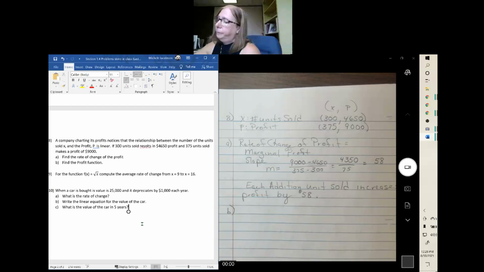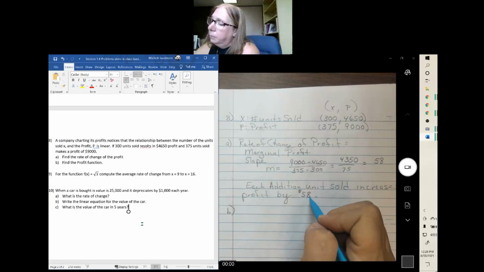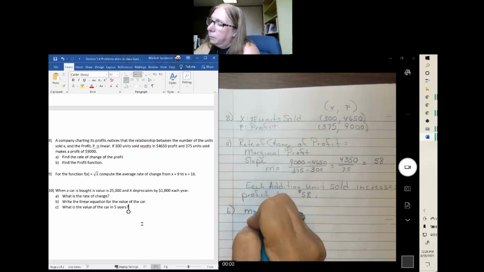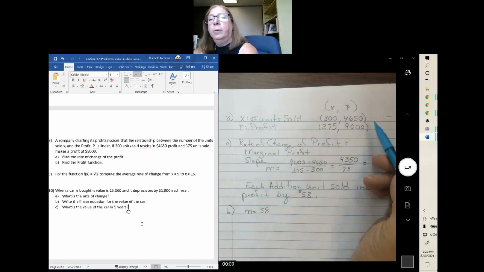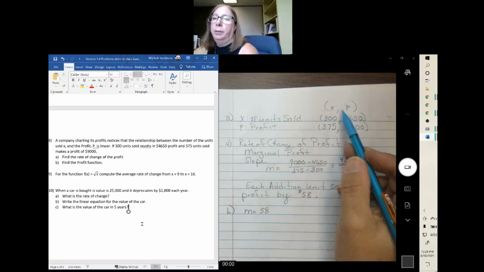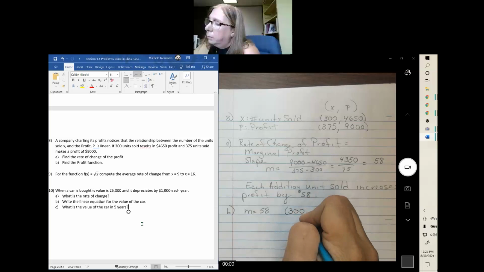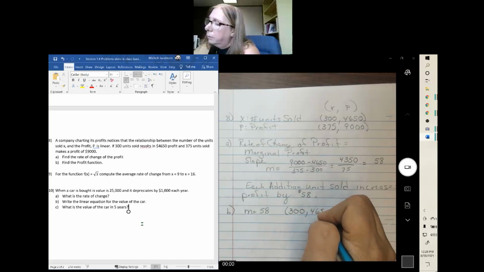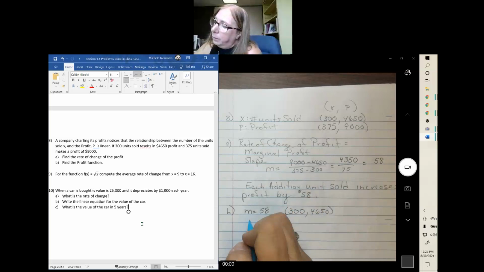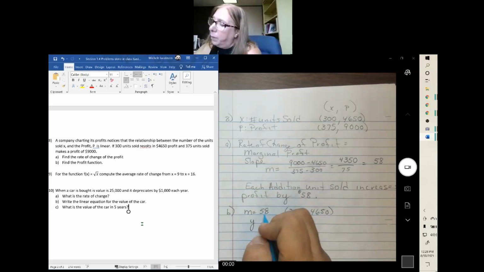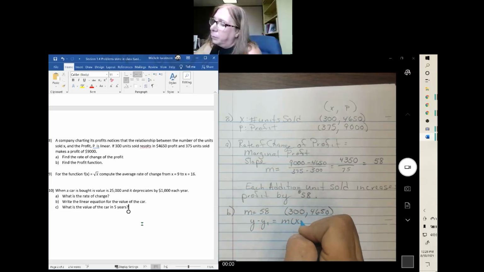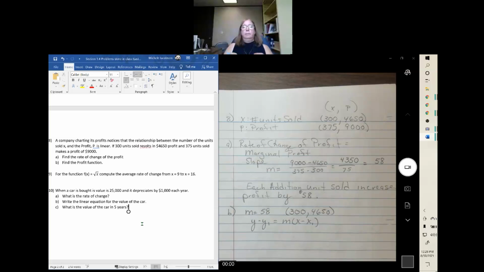Find the profit function. Well, we have our slope. We could take either one of the 2 points. I would take the smaller number. And we plug it in. We have point slope, so we use y minus y1 equals m times x minus x1. And then you plug those in and you have your equation.